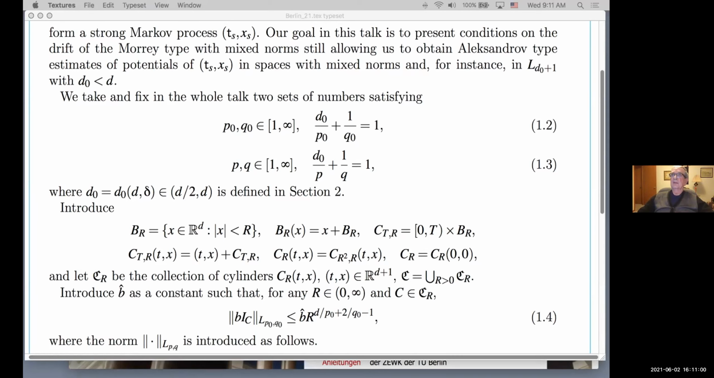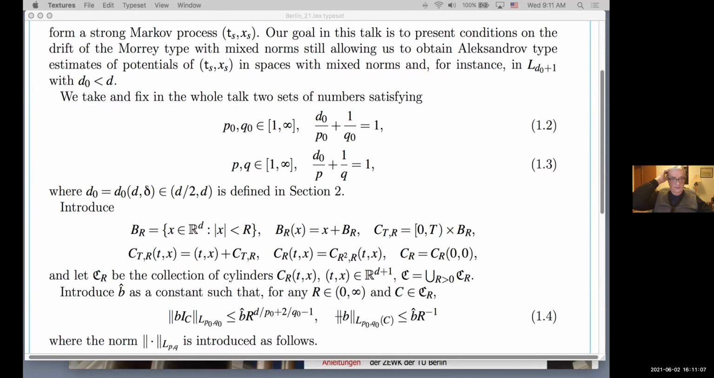This kind of complicated condition can be understood more easily if you write it in this form. What is this? This is just a normalized norm, an average norm. So this thing, when you plug in 1 here, is 1. So actually, this is the norm of this one divided by the norm of the function which is identically equal to 1 on the cylinder. So basically, this is the average norm of B is less than B hat times r to the minus 1.